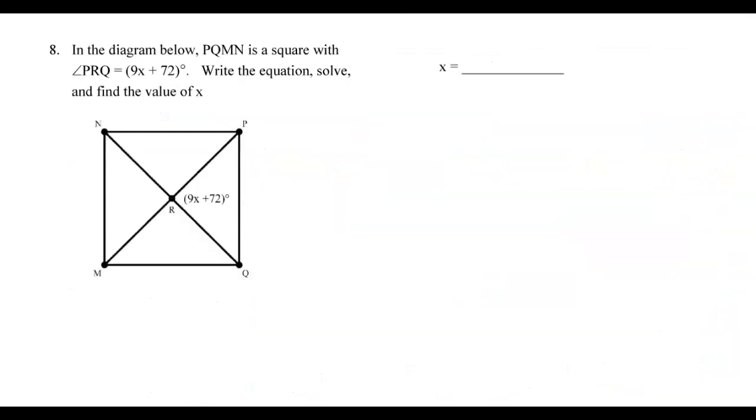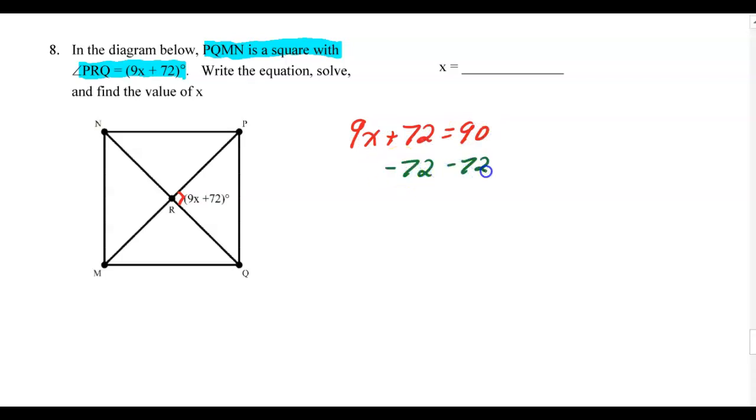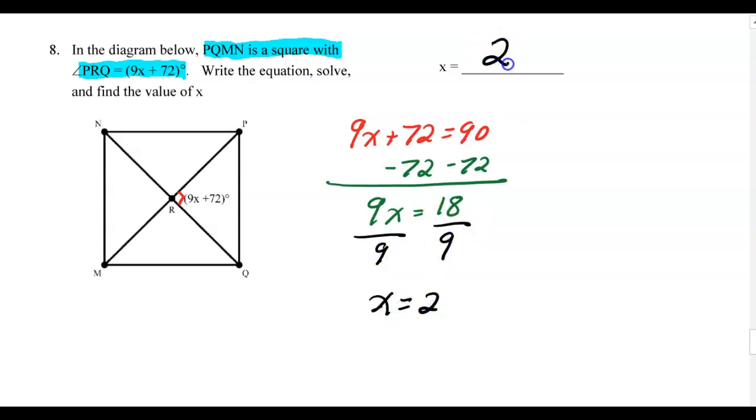Let's take a look at example number 8. So we have a square with angle PRQ to be 9x plus 72. Since the diagonals are perpendicular, we can set this equation 9x plus 72 is equal to 90. We can subtract 72 from both sides, and we get 9x is equal to 18, and then divide by 9, and we'll get x to be equal to 2.